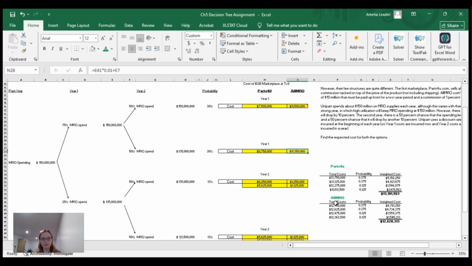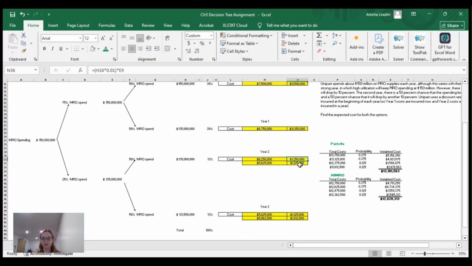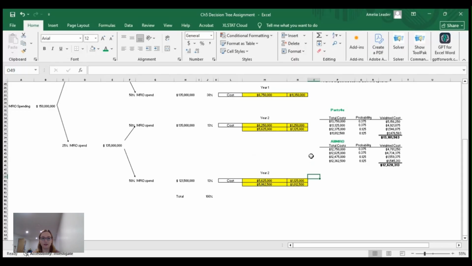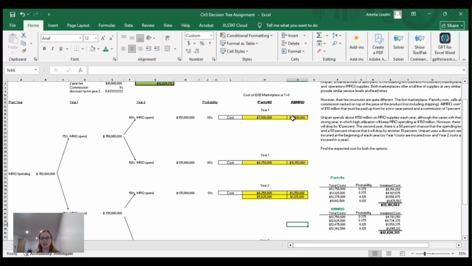And here we have also included the discount factor again, because it's year 2. And going down, same thing. The spend times the commission rate and the discount factor. And because it's year 2 here, that's why we didn't need to add the 10 million this time. We paid for that up here in year 1 only, because the 10 million is for the 2 years.